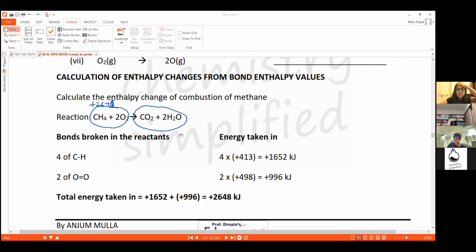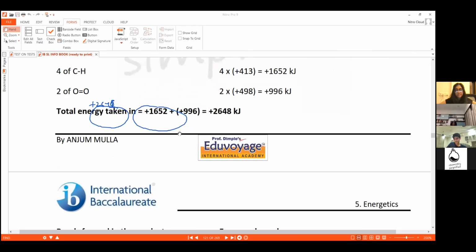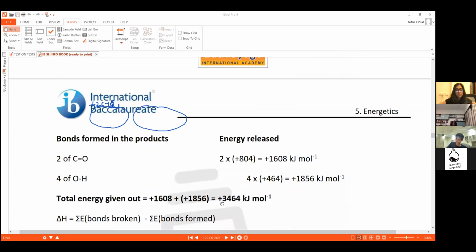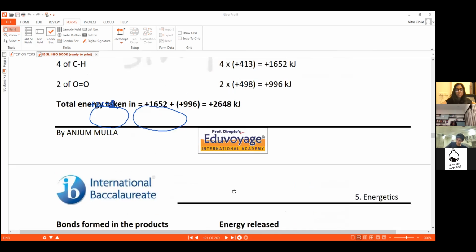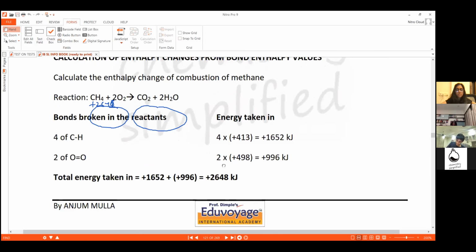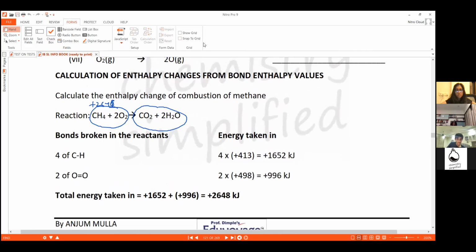That calculation is also given down. So 2 C=O bonds formed and 4 O-H bonds formed. So total 3464. Okay, so 3464 is greater than 2648. So more energy is given out. Energy given out is more than energy taken in, so it's an exothermic reaction.